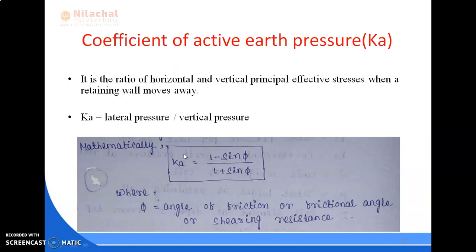Next is the coefficient of active earth pressure, that is Ka. So it is the ratio of horizontal and vertical principal effective stresses when a retaining wall moves away from the backfill. So mathematically we can write it like this, lateral pressure by vertical pressure, and this is the formula. You have to remember this: Ka equal to 1 minus sin phi by 1 plus sin phi. After derivation we got this formula, and this is the important formula you have to remember. Here phi equal to angle of friction, or frictional angle, or shearing resistance.